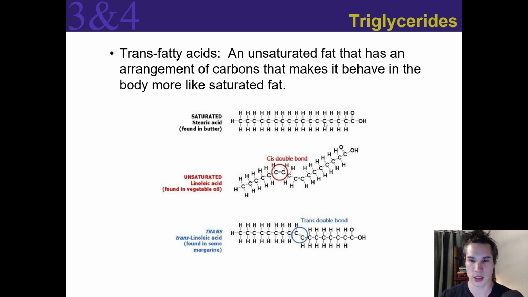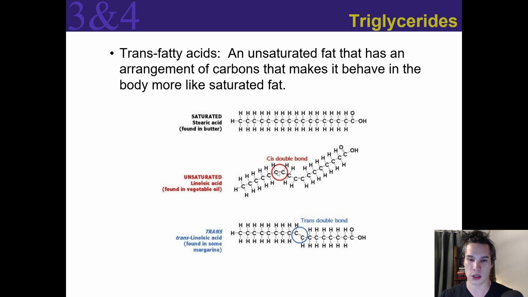So here we're looking at a saturated fat, fully saturated with hydrogens, and then in this case, you have an unsaturated fat with more than one. This is a polyunsaturated fat, but it has a cis double bond between these two carbons. And cis actually roughly translates to same.